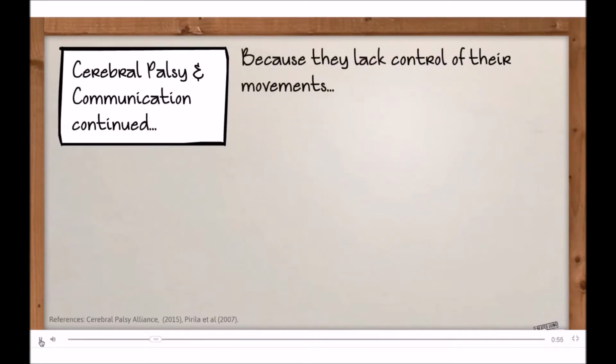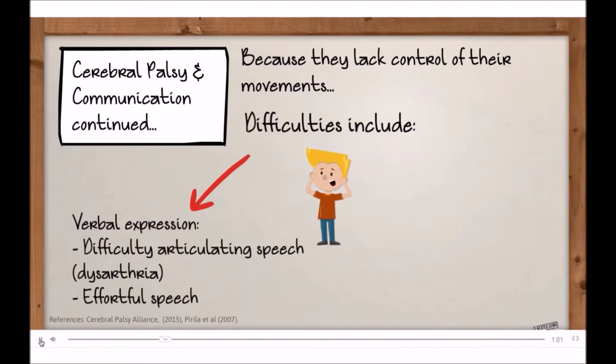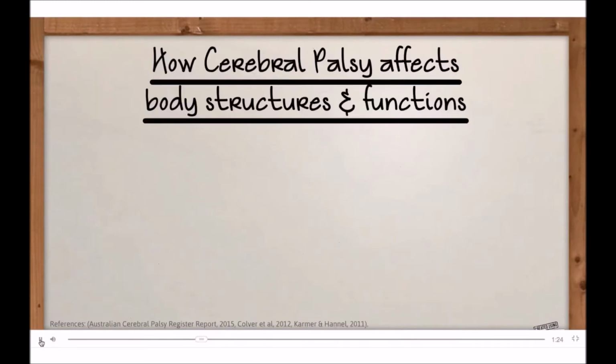People with cerebral palsy do not have full control over their body movements. Some may have difficulty articulating speech, which can affect clarity and ease of speaking. Some may sound quite effortful due to reduced coordination of speech and respiratory muscles. Others may have abnormal speech rates, whereas some may have quite a nasal sounding voice due to too much or too little air coming out of their nose. A soft volume may also be noted.